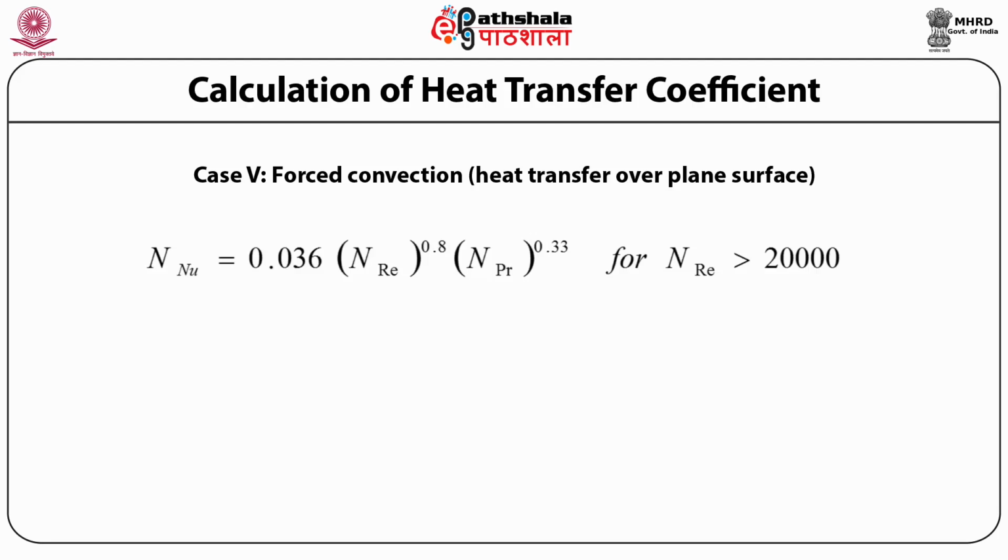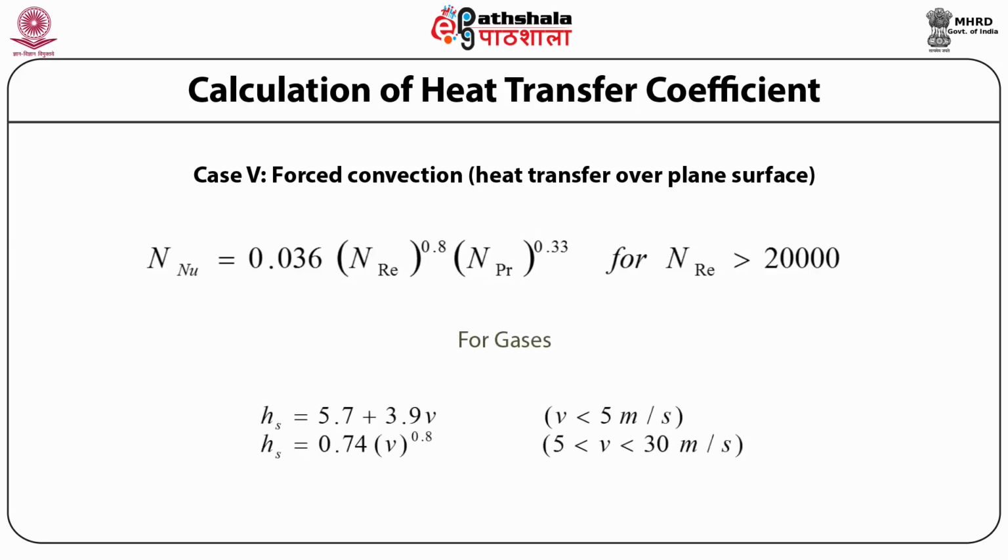Now what happens when gases are used in forced convection with heat transfer over the plane surface? Hs is equal to 5.7 plus 3.9 into V, where V is the velocity. That V in this case is less than 5 meter per second. If the V is in between 5 and 30 meter per second, the Hs will be equal to 0.74 into V to the power 0.8.